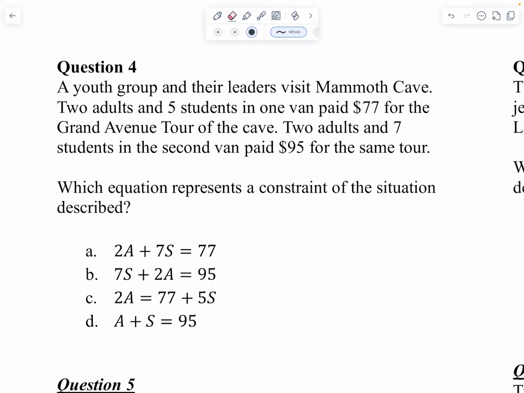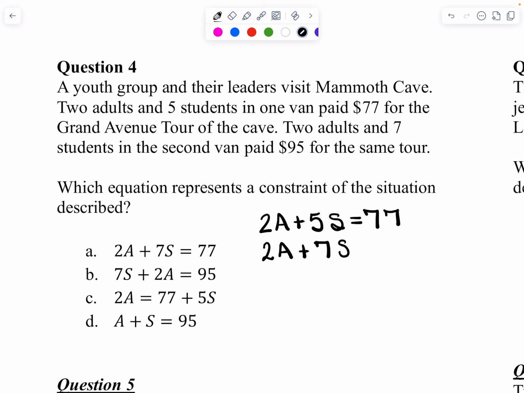I know I have 2 groups. The first group had 2 adults plus 5 students, and they had to pay $77. The second group that I had 2 adults, and they had 7 students, and they had to pay $95.